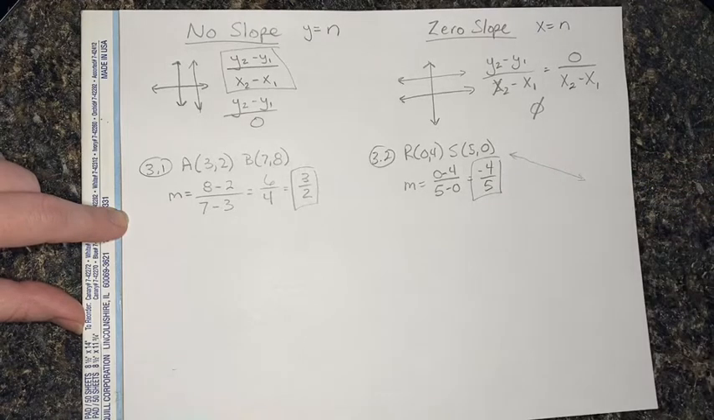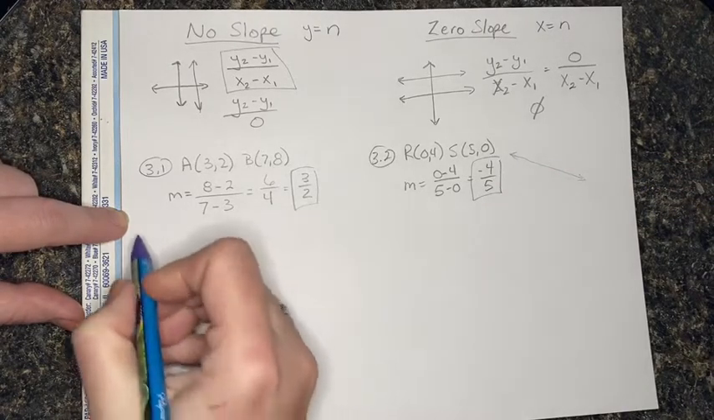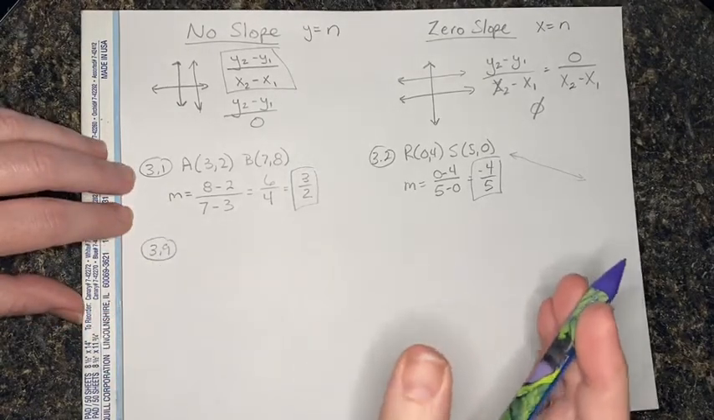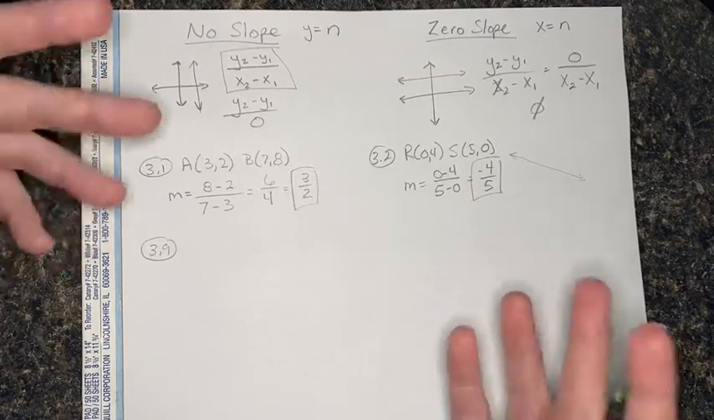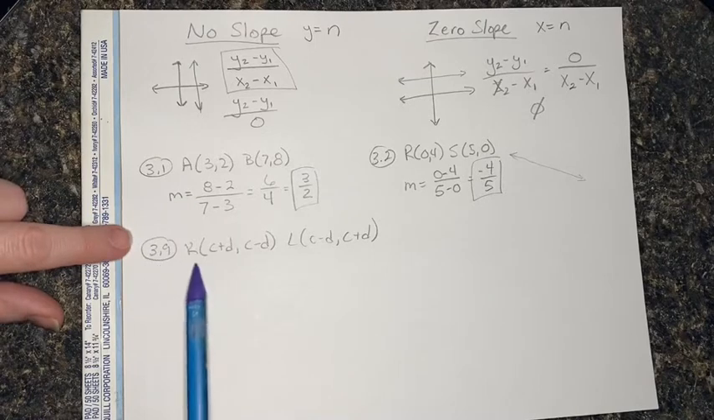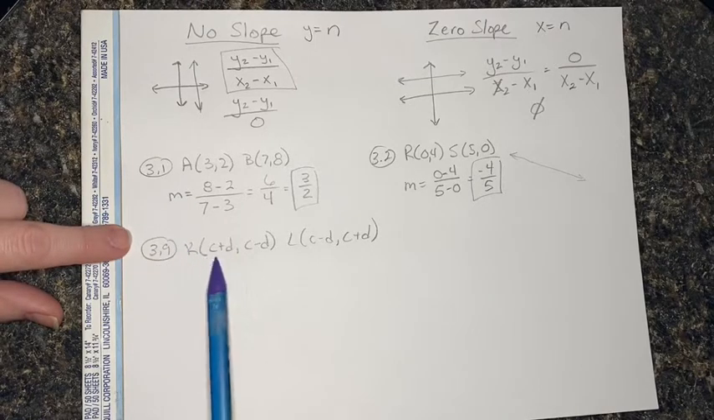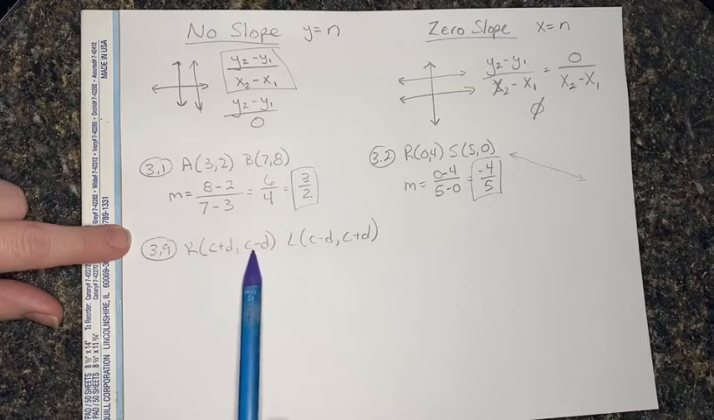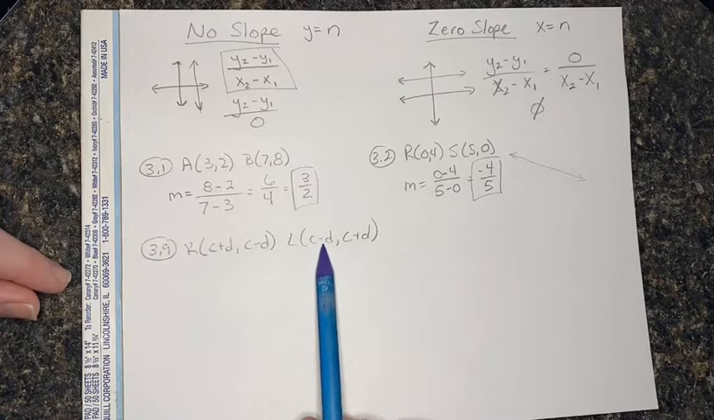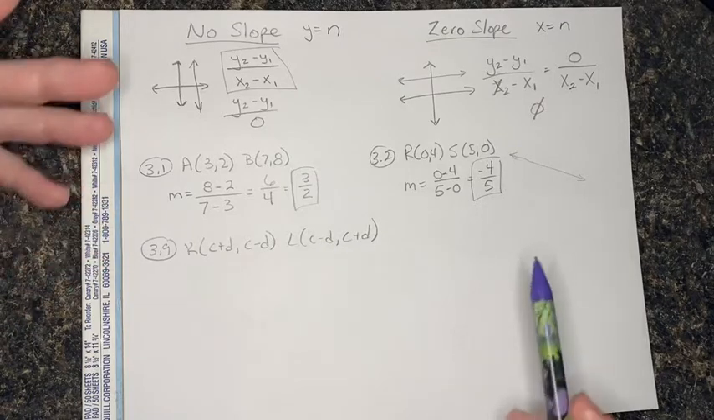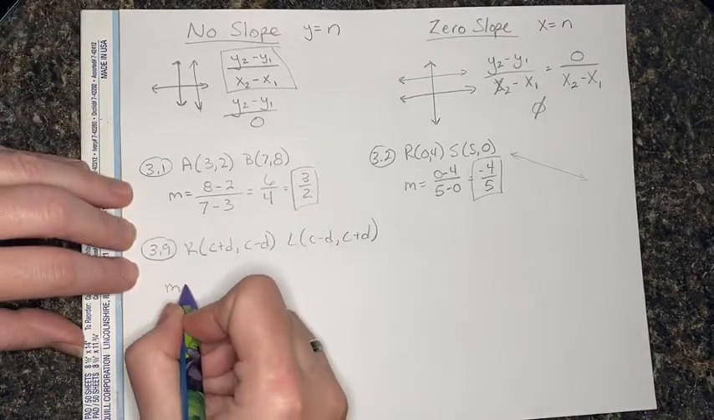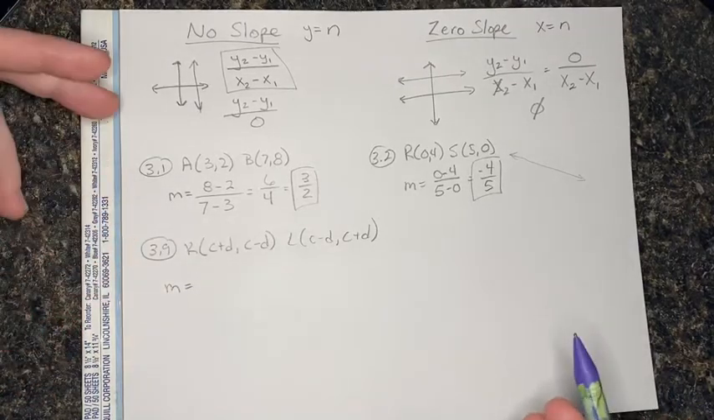All right. Let's take a look at one more from this section. I want to look at 3.9 because I know a lot of times when we put in variables instead of numbers, it causes a lot of confusion. So number 3.9 reads out that point K is at C plus D, comma, C minus D. That's its coordinates. Point L is at C minus D, comma, C plus D. Those are its coordinates. And I know it's weird, but we're going to treat this just like they were numbers. We're going to put it into our slope formula.